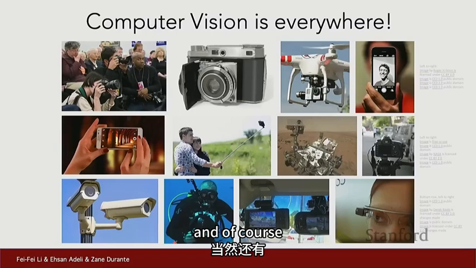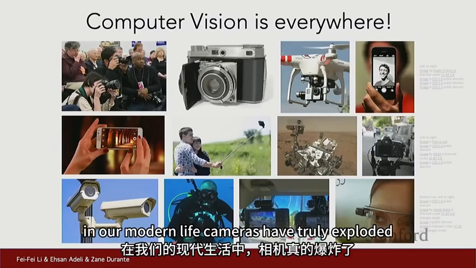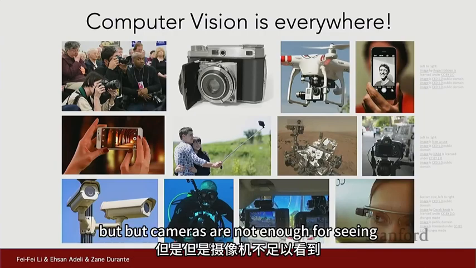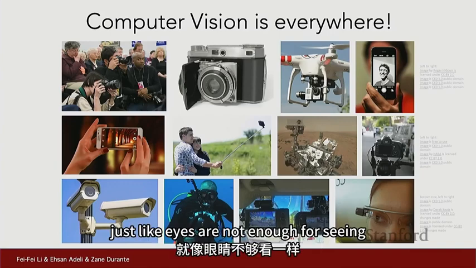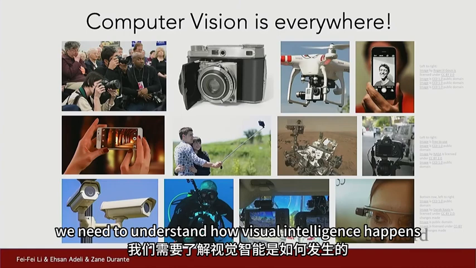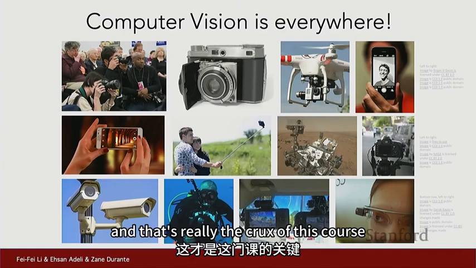And of course, in our modern life, cameras have truly exploded. But cameras are not enough for seeing, just like eyes are not enough for seeing. These are apparatus. We need to understand how visual intelligence happens. And that's really the crux of this course.